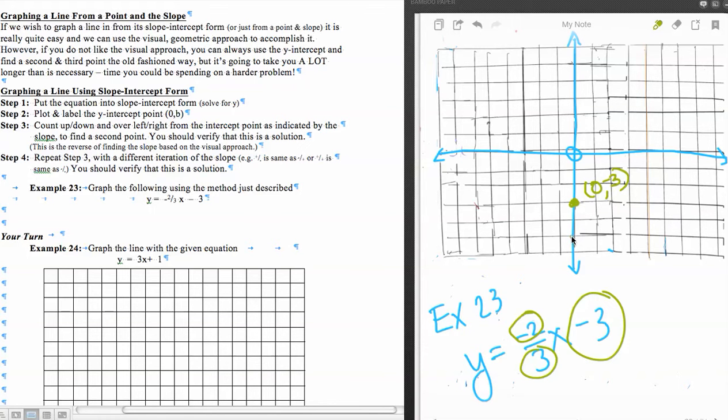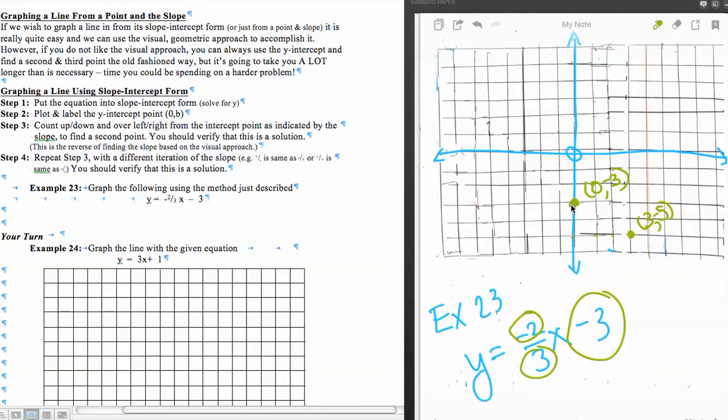So 1, 2, down. And then from there I'm going to go 3 over. Now 3 over to the right. 1, 2, and 3. And right there I'm going to put another point. Now I'm going to use my skills for labeling ordered pairs. So this goes up to 3 on the x-axis, and it goes over to negative 5 on the y-axis. And so there's my ordered pair.